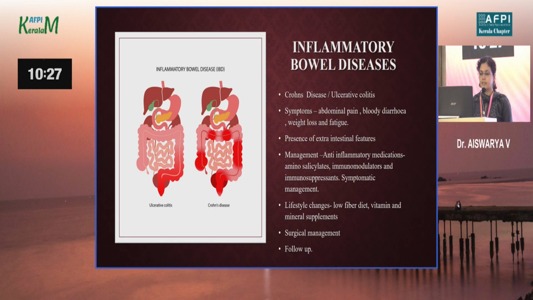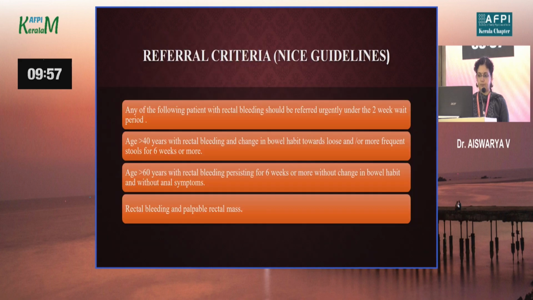Inflammatory bowel diseases like Crohn's disease and ulcerative colitis. Symptoms usually involve having abdominal pain, bloody diarrhea, weight loss, and fatigue. There can also be extraintestinal features. Management includes anti-inflammatory medications, aminosalicylates, immunomodulators, and immunosuppressants, as well as symptomatic management. Lifestyle modifications include taking a low-fiber diet, vitamin and mineral supplementation. Surgical management may be required, and follow-up is also very essential.